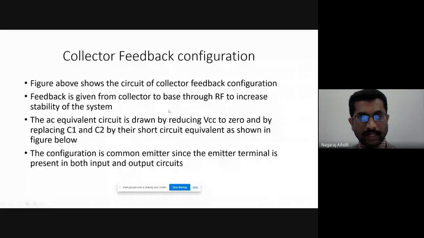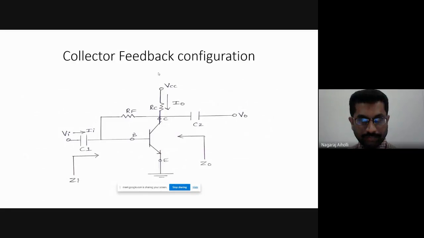This feedback is applied to increase the stability of the system. The output obtained at the collector terminal is fed back to the input. When the output is fed back to the input, there is a difference between input and output voltage. As the output voltage goes on increasing, the difference between the feedback output voltage and the input voltage goes on decreasing.